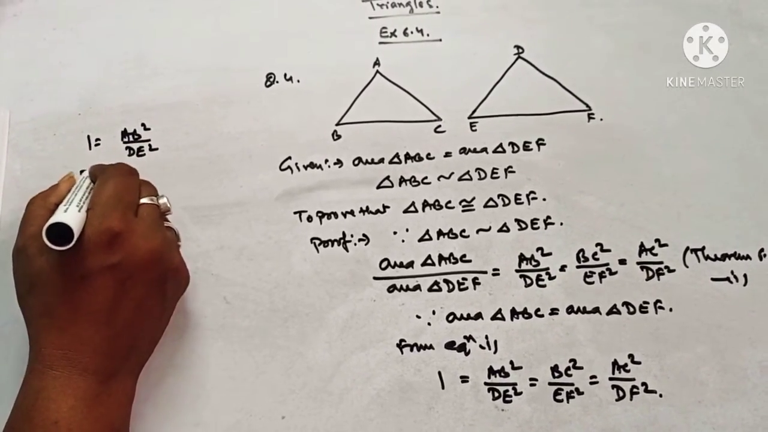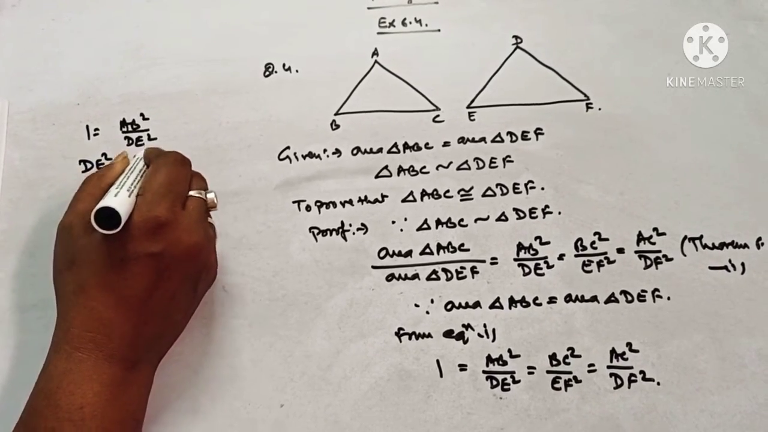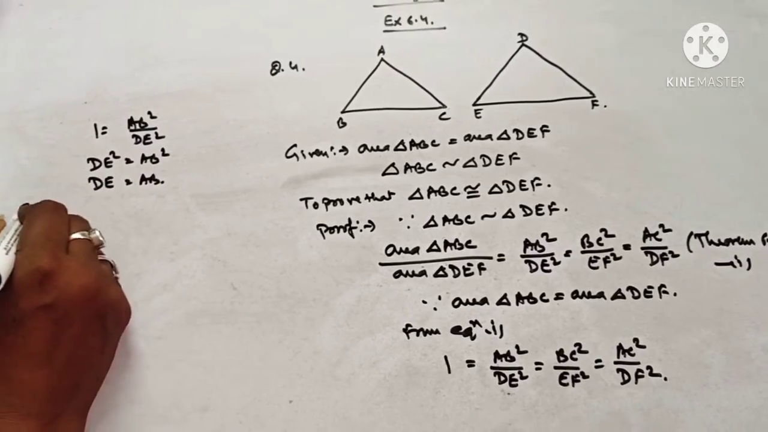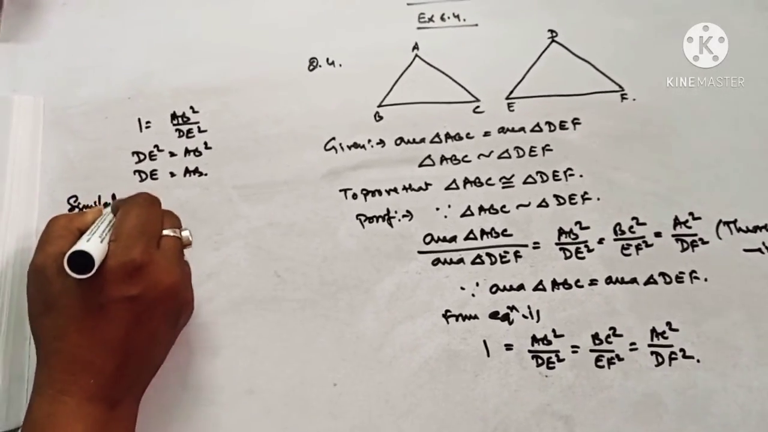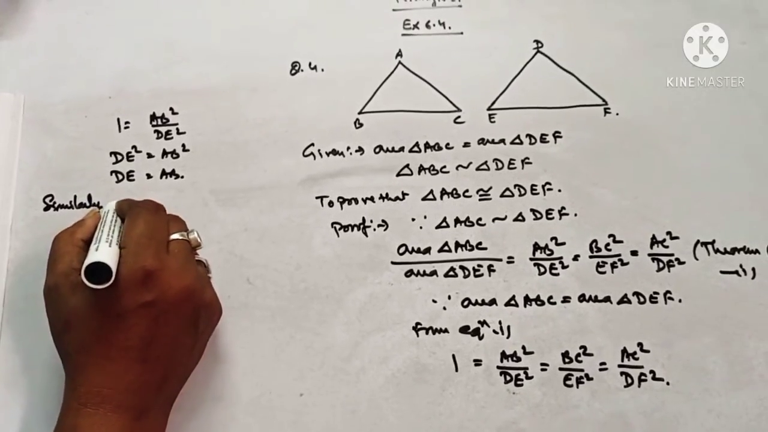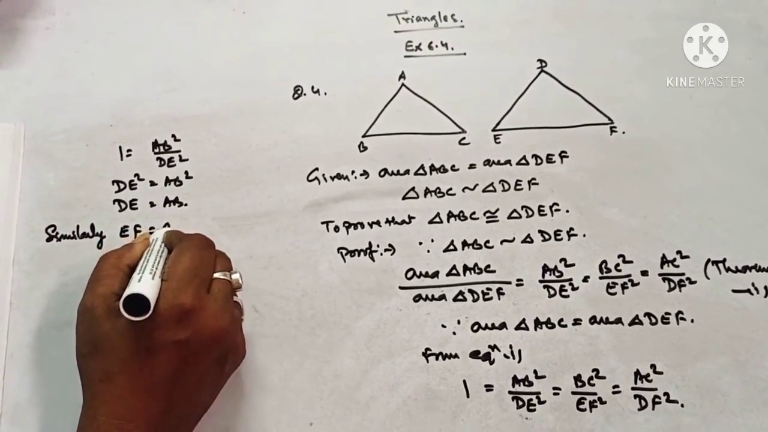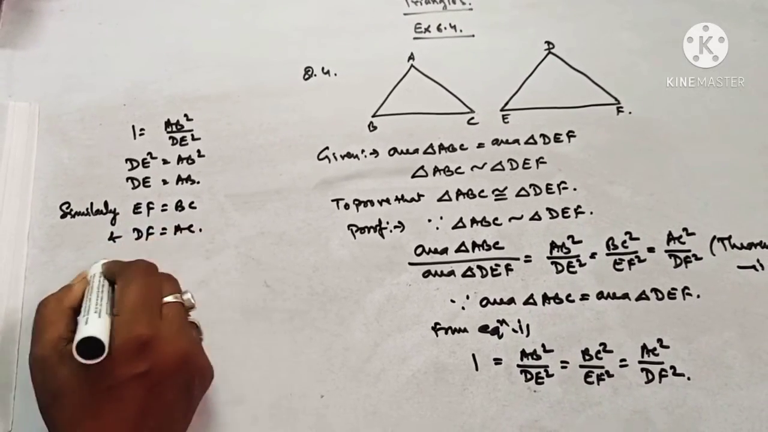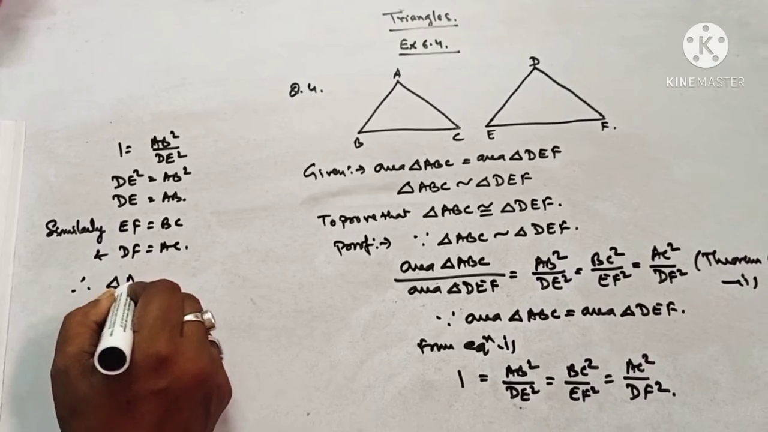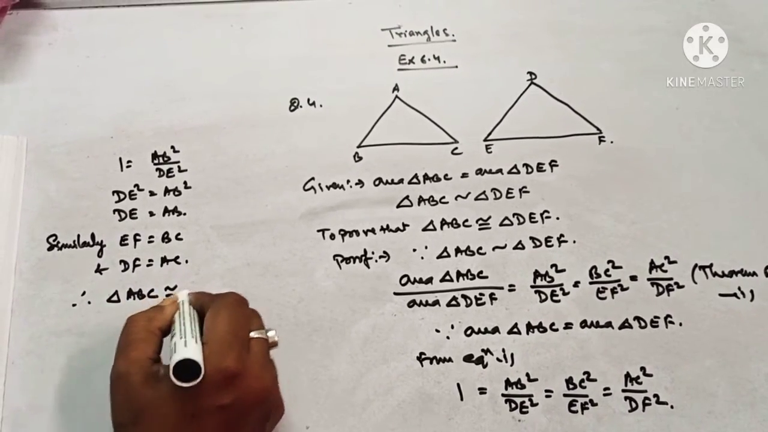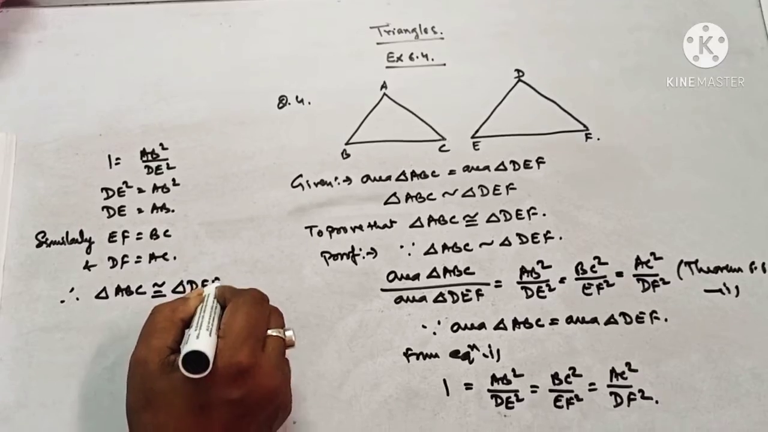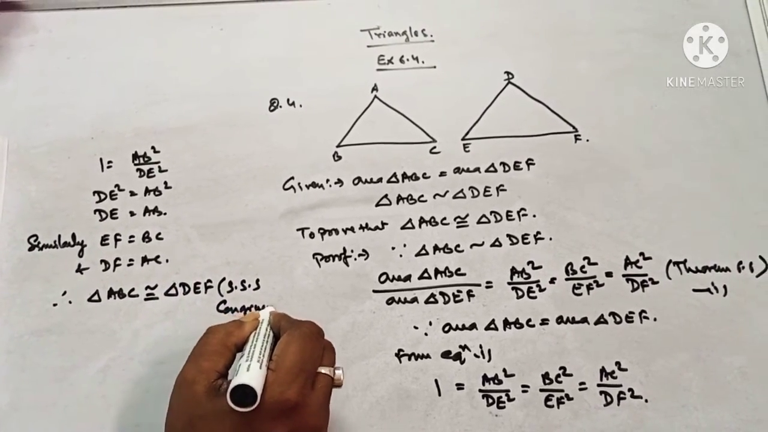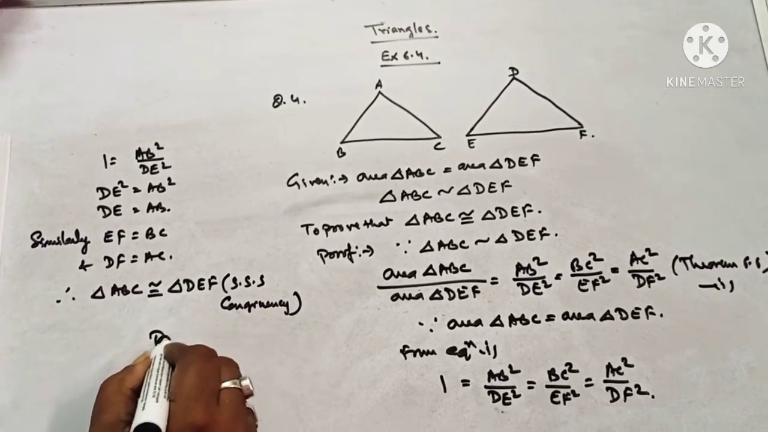So from here we get that 1 is equal to AB square by DE square. So DE square is equal to AB square. So DE is equal to AB. Similarly, we get that EF is equal to BC and DF is equal to AC. Therefore, triangle ABC is congruent to triangle DEF from SSS congruency. So this is proved.